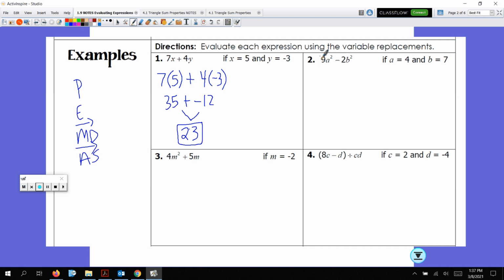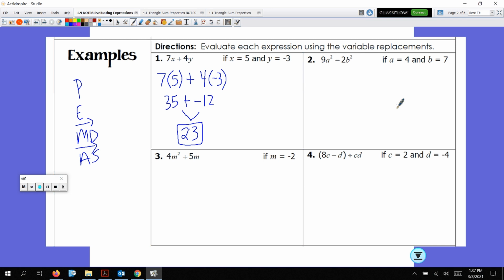All right, let's look at number 2. Now I have 9a squared minus 2b squared. Remember, I'm only squaring whatever the value of a is. I'm not squaring this 9, right? And here for b, I'm only squaring b. I'm not squaring the 2.